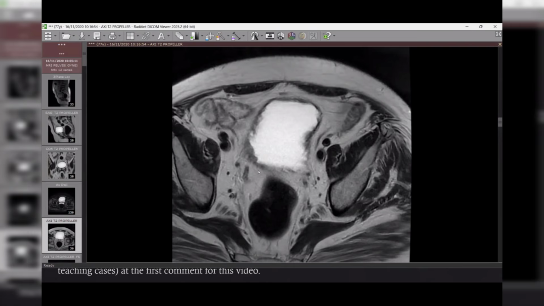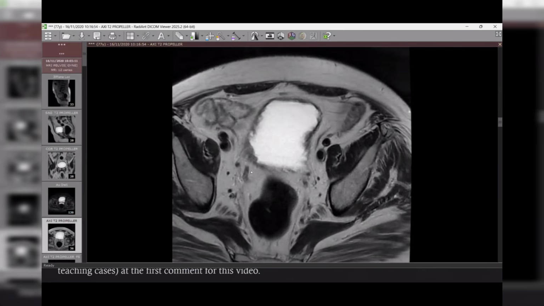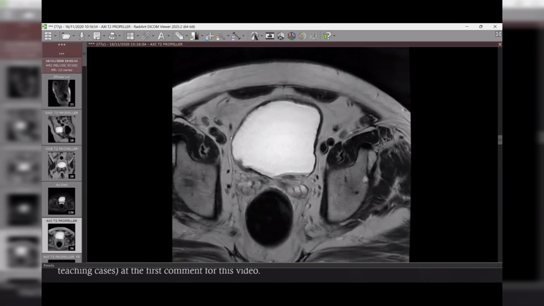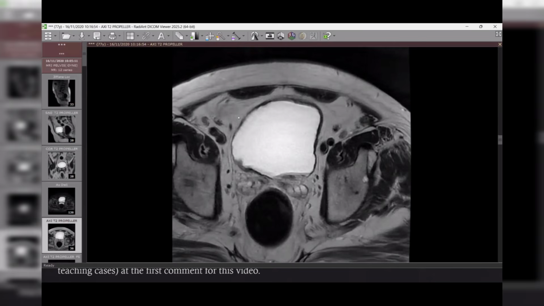Which plane do you prefer if you have something like this? If we have a mass, tell me. A sagittal image? Sagittal or coronal. Okay, or coronal. Yes, coronal is very important. If we have a mass in the right lateral or left lateral wall, the axial plane is very important, and axial diffusion, okay, to assess the mass.